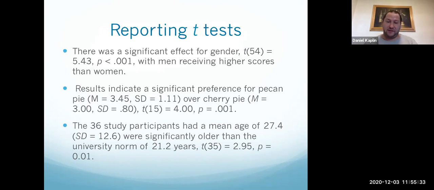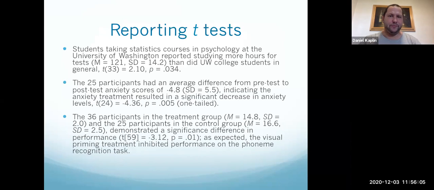Then we have a one sample t-test. A one sample t-test is where we're comparing our sample relative to the population as a whole. So in that third example, we're comparing a sample of 36 participants to the university norm, or university average, of 21.2. So we know the population mean, we know the sample mean, and we're comparing this one sample relative to the population as a whole.